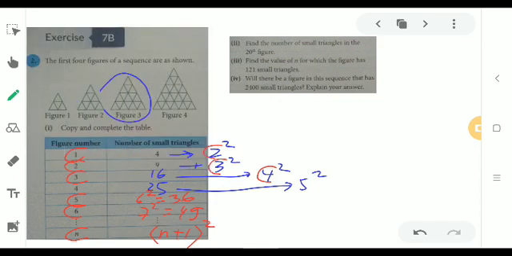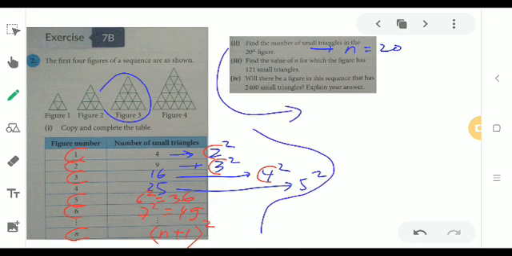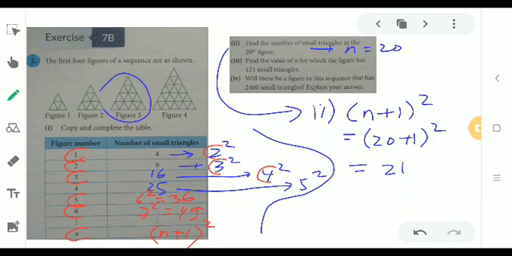Next, find the number of small triangles in the 20th figure. That means n is 20. We know that the formula for the number of triangles is n plus 1, squared. That's how to get the number of small triangles. So we key in the n value, 20, so 20 plus 1, and this will be squared. That will become 21 squared. So 21 squared is 441.